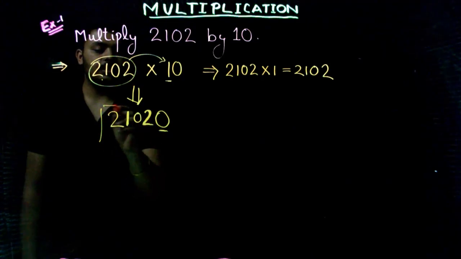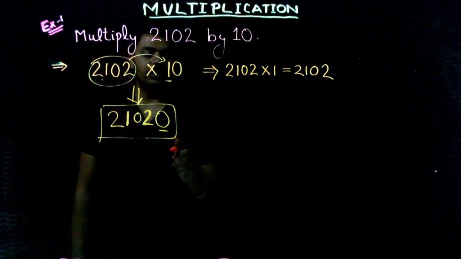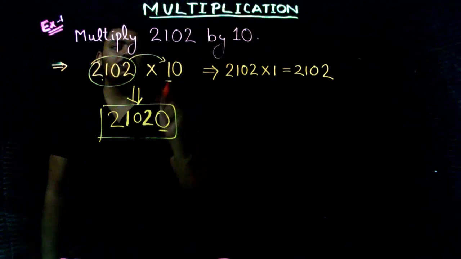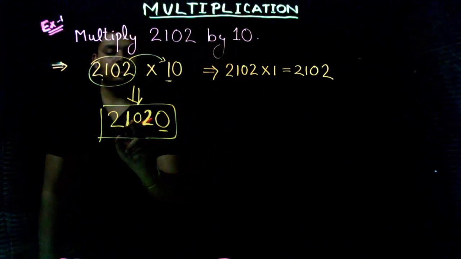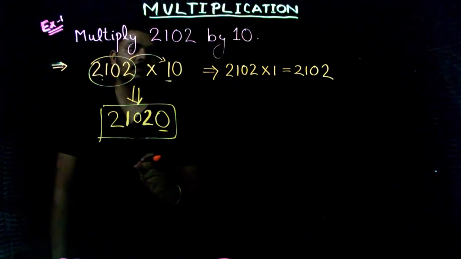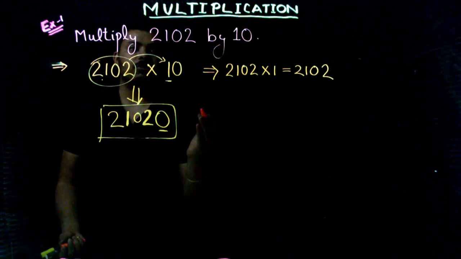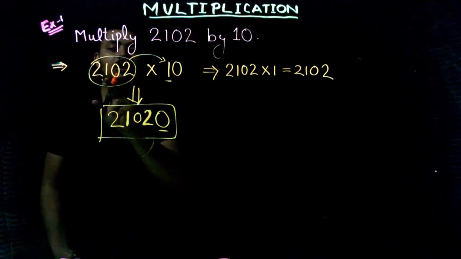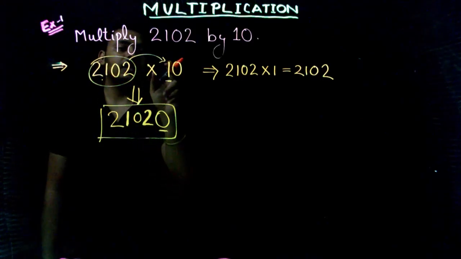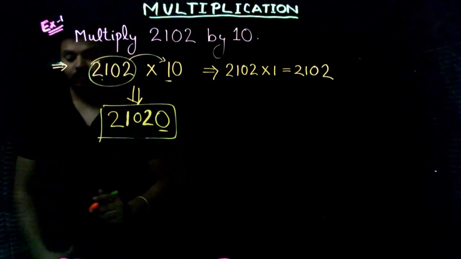So our answer is 21,020. So when we multiply 2102 by 10, we get 21,020. So what we have done, we have only placed a 0 and this is the multiplication of our multiplicand with the number that is before the 0.